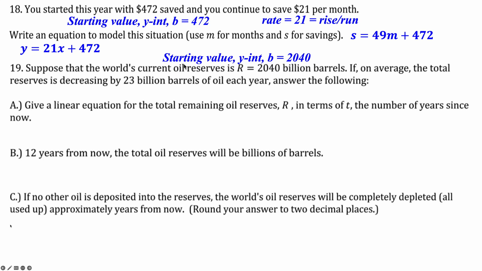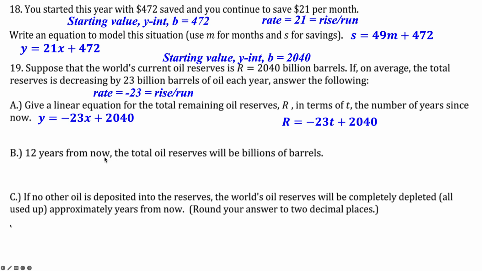All right, so my starting value, 2040, we'll just say that we'll keep everything in billions. My rate is a negative 23 billion. As long as these two are the same units here, I don't have to make a bunch of zeros added to it. So my linear equation, y equals, there's my slope, negative 23x plus 2040, but again, switch it up. R goes in for y, t goes in for x. There's my equation.